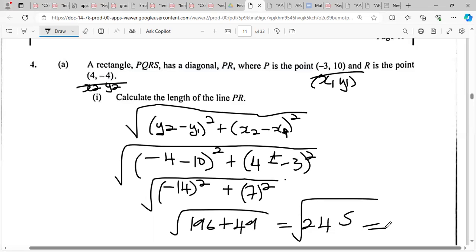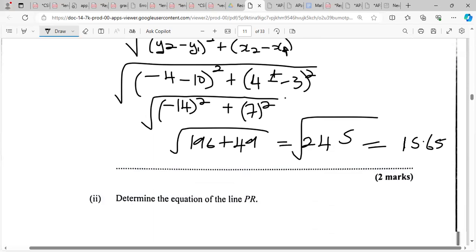So the square root of 245 is 15.6. Not a bad question. I don't mind this one. This one was good.